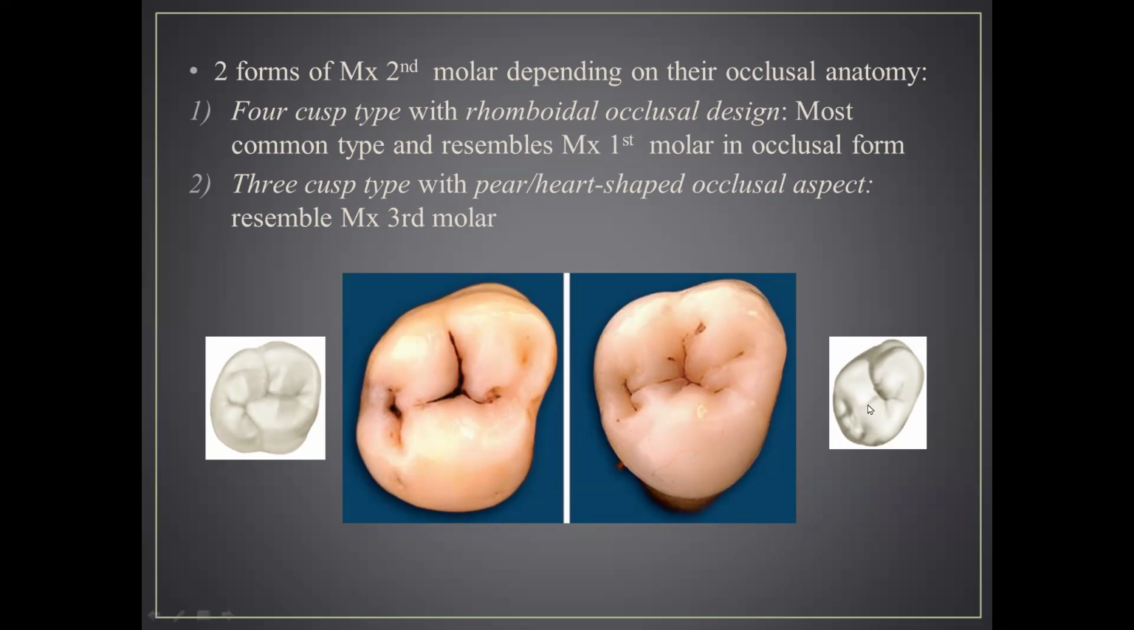Then the second type is a 3-cusp type that is similar to that of a maxillary third molar. When you see this occlusal aspect, you can see the 2 buccal cusps and a very large mesiolingual cusp, while the distolingual cusp is very little or absent. So we have the occlusal anatomy in 2 shapes, resembling the adjacent 2 molars.